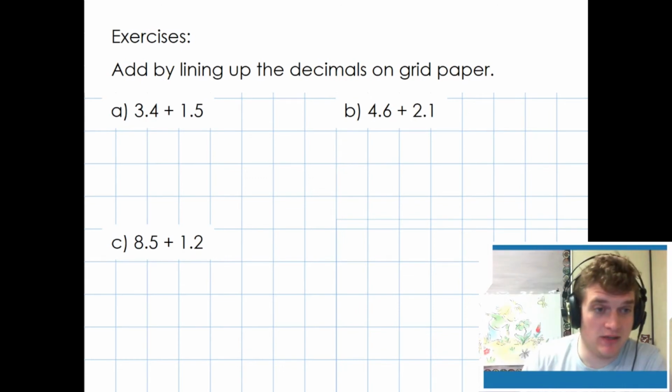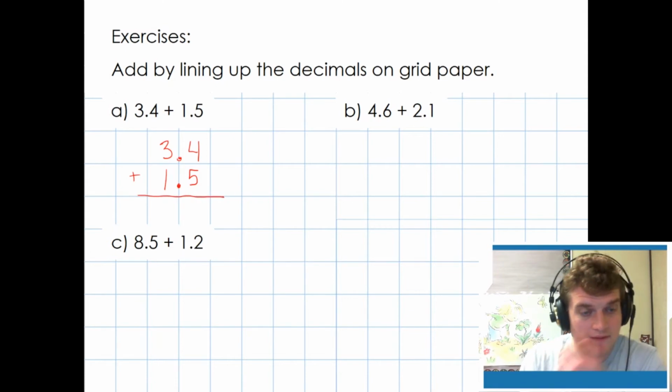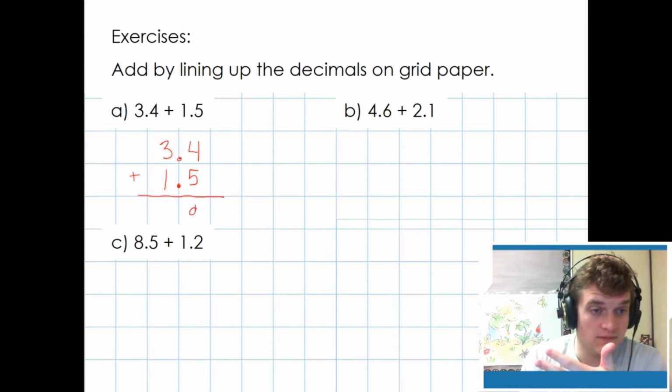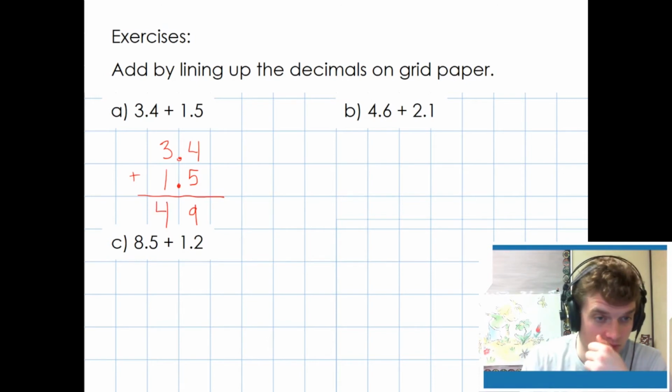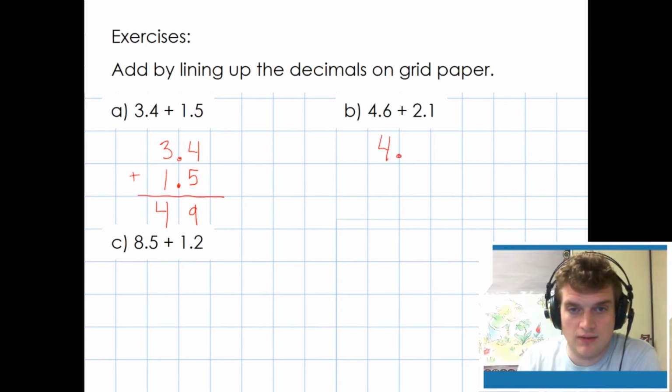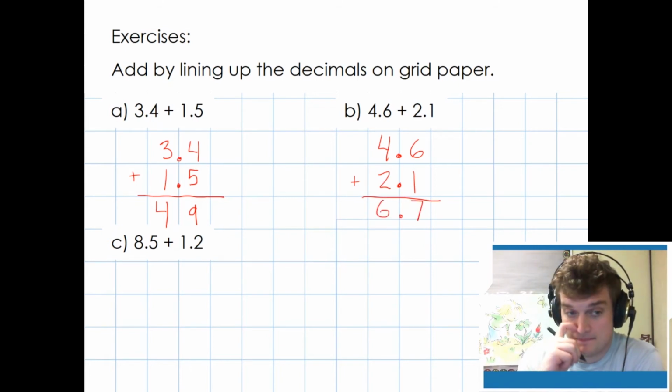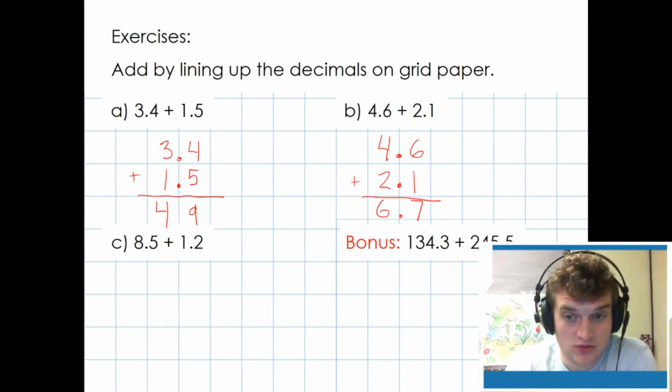Using some grid paper, we can write these out. So 3.4 plus 1.5, adding 4 plus 5, 5, 6, 7, 8, 9, 3 plus 1, that's just 4, 4.9. Then 4.6 plus 2.1, 6 plus 1 is 7, 4 plus 2 is 6, 6.7. If you need a little practice, you can try the next two.